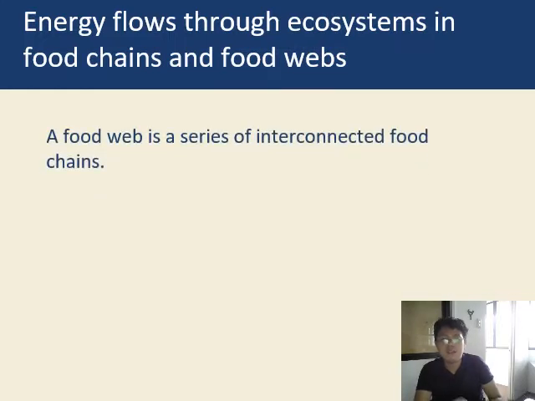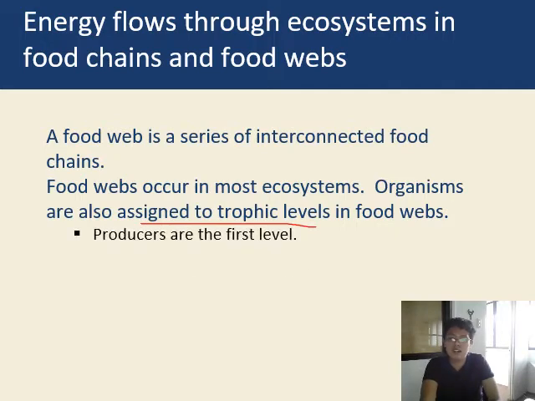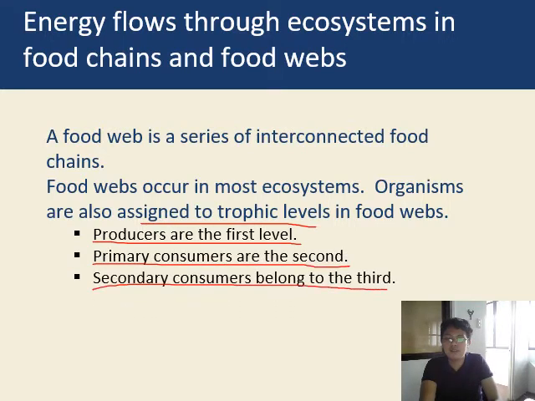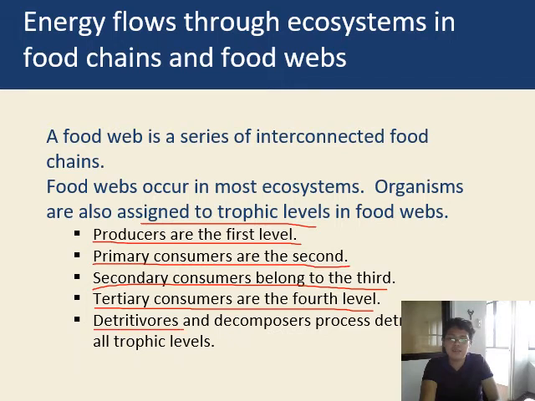Energy also flows in ecosystems through a food web. A food web is a series of interconnected food chains. It is composed of many food chains that are interconnected with one another, and it occurs most in ecosystems. The organisms inside the food web are assigned to trophic levels. The producers are assigned to the first level, the primary consumers are the second, the secondary consumers belong to the third trophic level, and the tertiary consumers are the fourth. And then we have detritivores and decomposers, the processors of detritus, in all trophic levels.